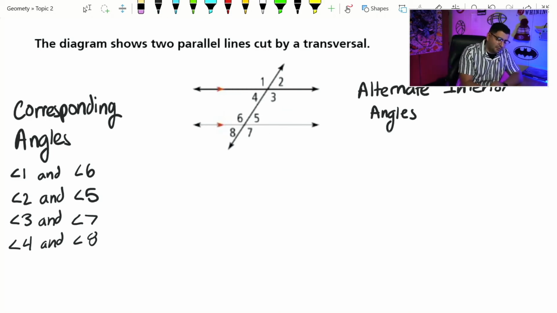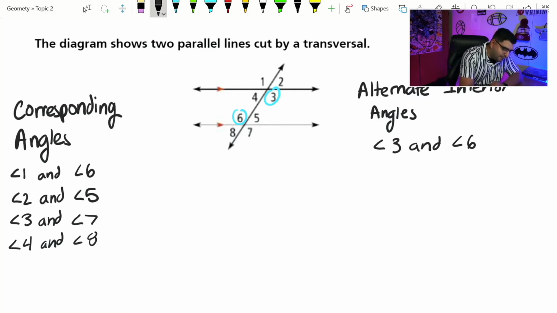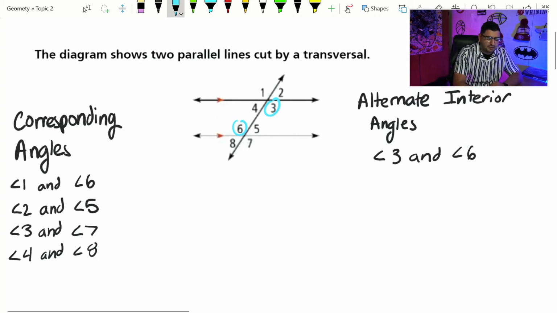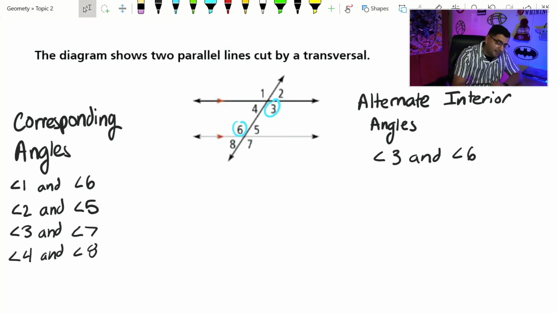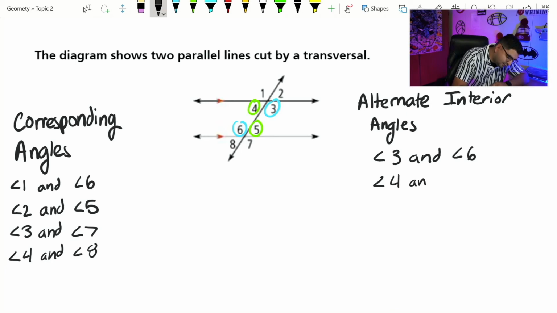So inside the two parallel lines, we have these 4 angles, 4, 3, 6, and 5. So the alternate interior angles are angles 3 and 6. So angles 3 and 6 are alternate interior angles. But we also have here angles 4 and 5. Again, they're inside and they're on opposite sides of that transversal. So these are the angles that we call alternate interior angles.